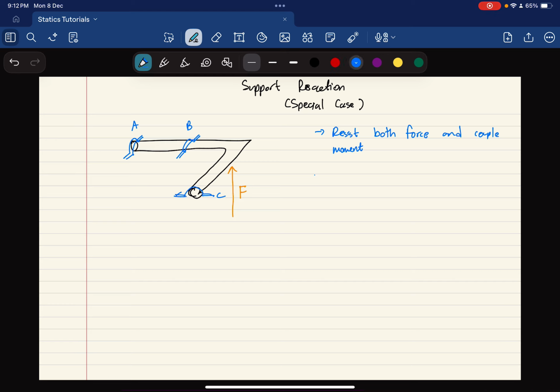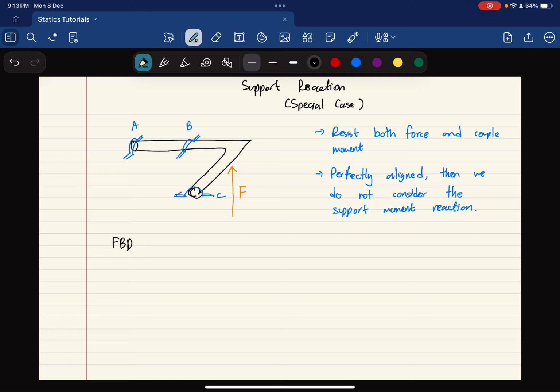And normally, in special cases where we have the journal bearings perfectly aligned, then we do not consider the moments. We do not consider the support moment reaction.